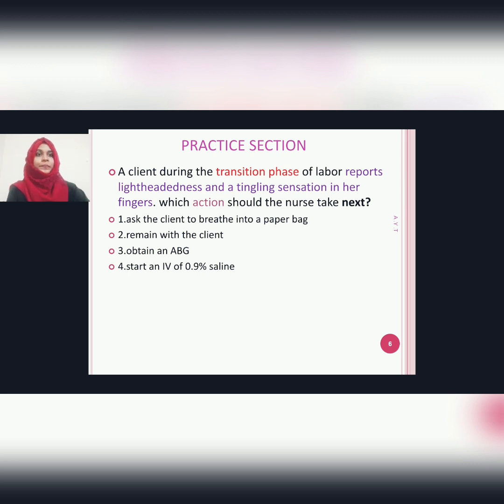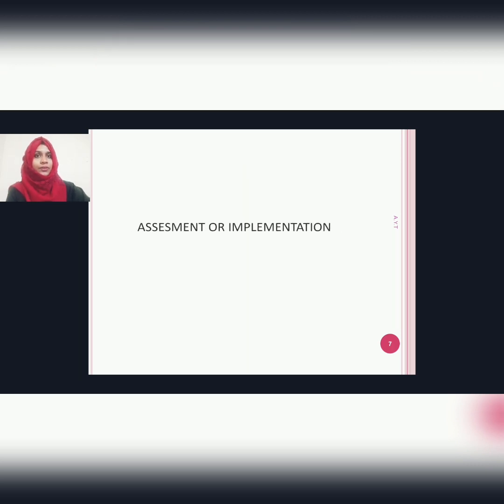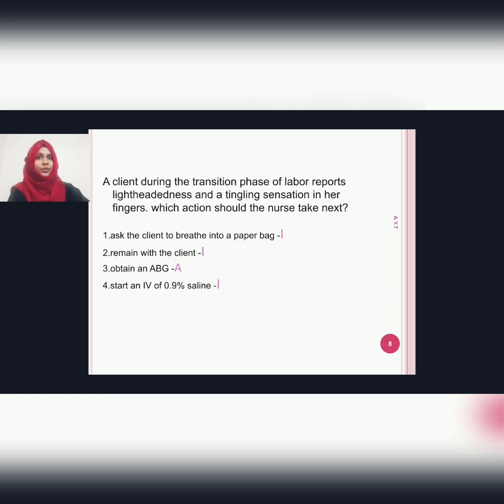Now we will go to the next step. What is the next step for our critical thinking? Assessment or implementation. Now we will see how to categorize all the options as assessment or implementation. First one, ask the client to breathe into the paper bag. Is it assessment or implementation? I know you know it is implementation. We are asking the client to breathe into the paper bag.